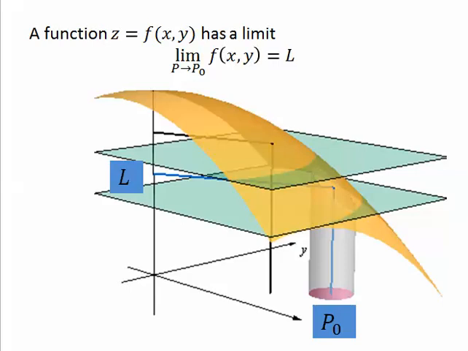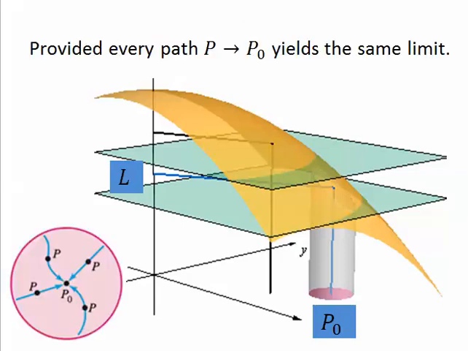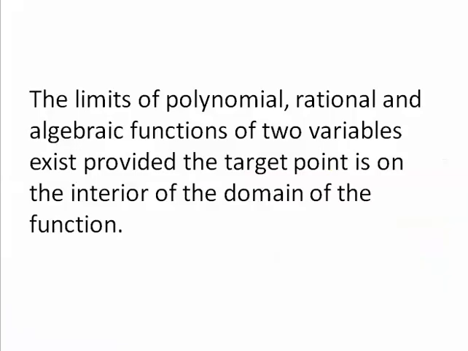In the same way, a function of two variables has a limit provided every path P to P naught yields the same value. The limits of polynomial, rational, and algebraic functions of two variables exist provided the target point is in the interior of the domain of the function.